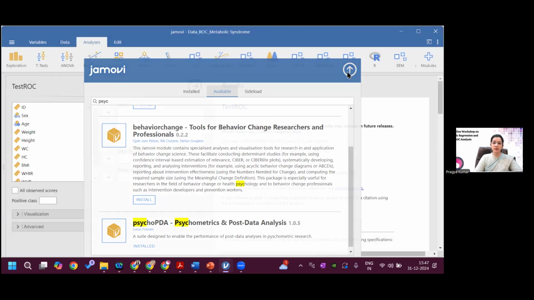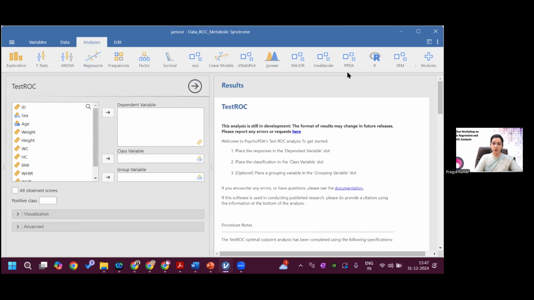Again, you need to install one more module, which is MedDecide. You can see this MedDecide here, because Fagan's nomogram is drawn in MedDecide. And this is PsychoPDA. So you need to have these two modules. It's better you perform this in the solid version, 2.8, not the current. Use the current only for parallel testing if it is required. Otherwise, go for the solid version.